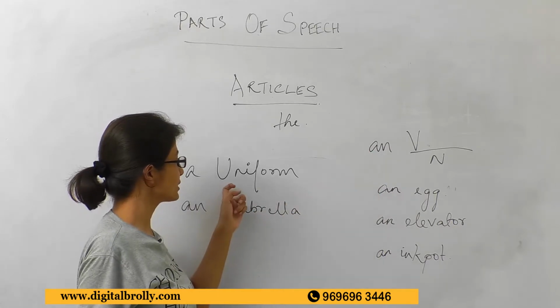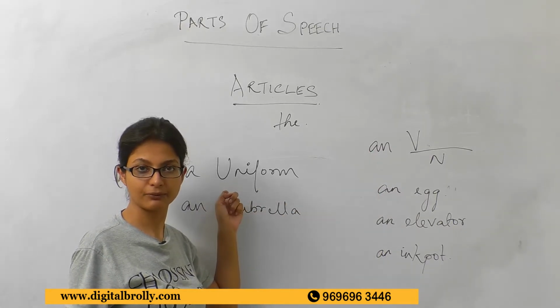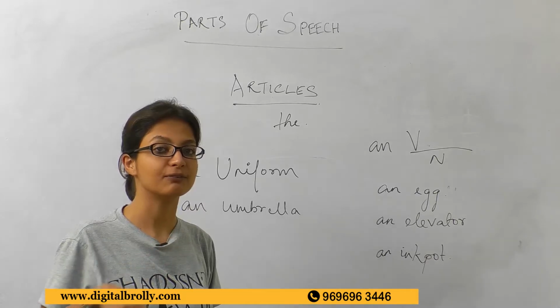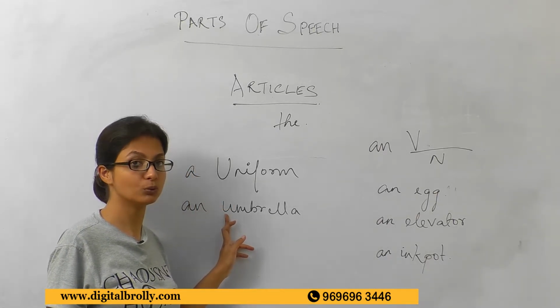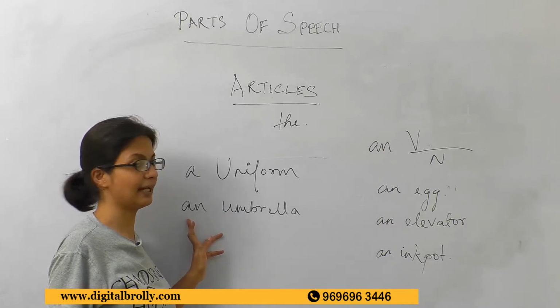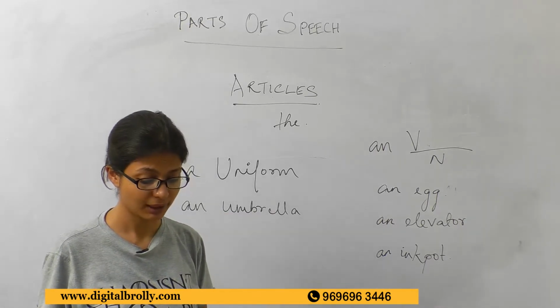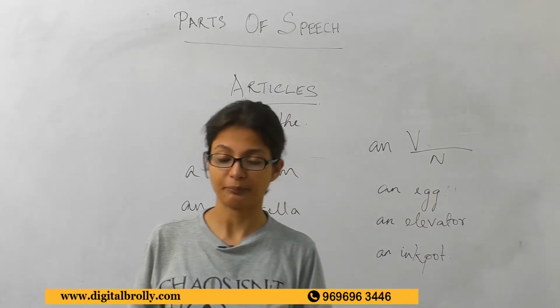However, when you are using a noun starting with a U, be careful. If the U is pronounced like a full U, you have a. If the U has a sound of uh, oo or whatever, anything else, you have an. That's the simple rule. Now, there are certain things that you'll have to remember.